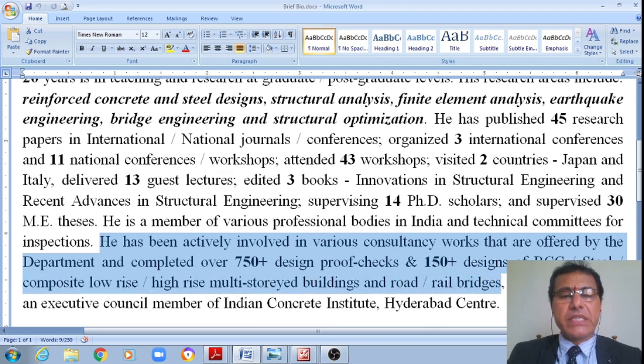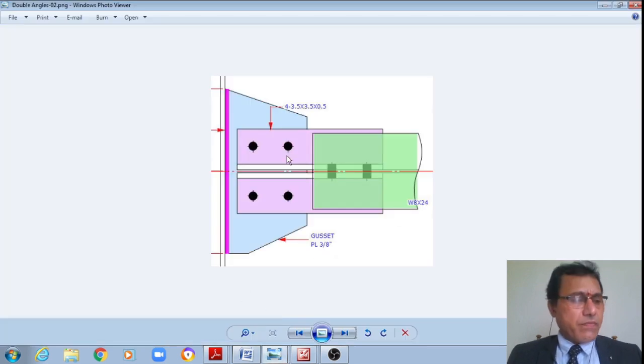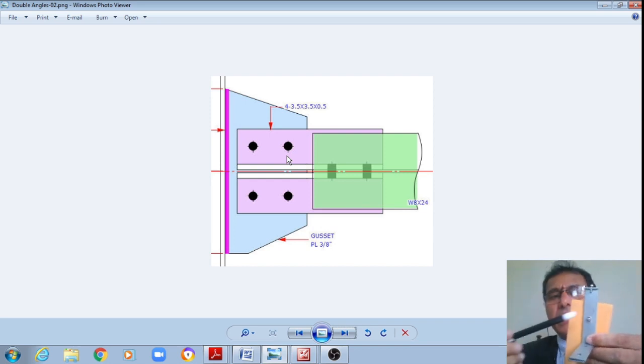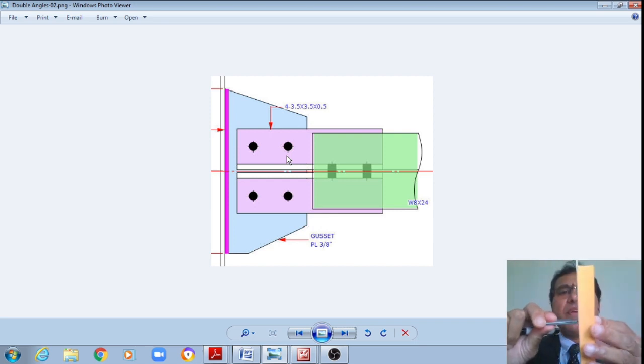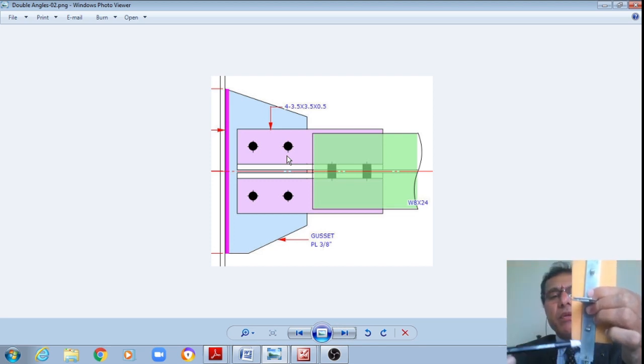Once we see this brief profile, students, let us see what we'll be discussing in today's class. This is how it is: a lug angle which is connected to the main angle like this, to one side of a gusset plate. And this design will be seen. If need be, then only we'll design this lug angle, which is connected to the main angle.